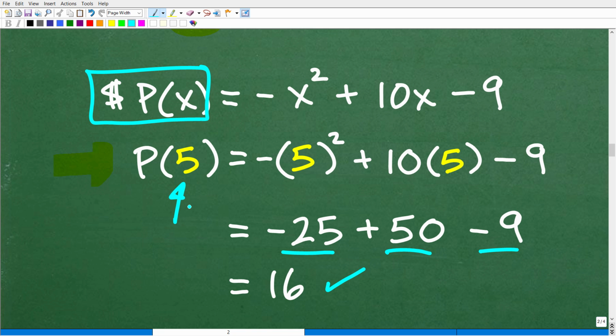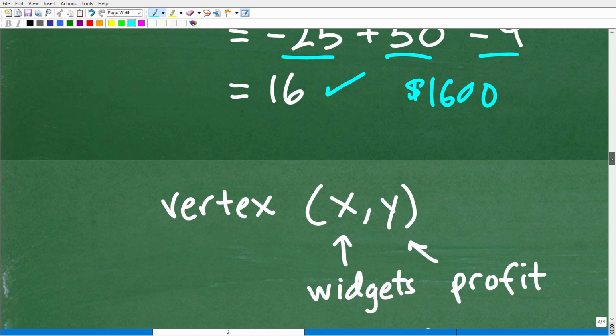For 5 widgets, in hundreds of dollars, this is $1,600, right? So we'll make $1,600 in profit if we make 5 widgets. All right, well, what did we just do? Well, we just figured out the answer.